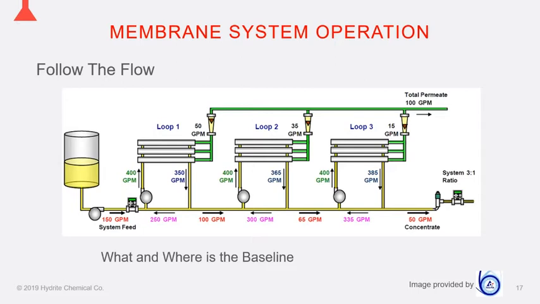Our baseline is really important. It's the driving force through the membrane, and we have to remember that terminology, baseline pressure. The other thing that you'll see is that green line, which is our permeate. You can see that 100 gallons a minute coming out of there.